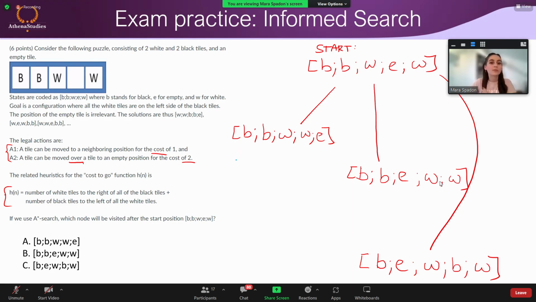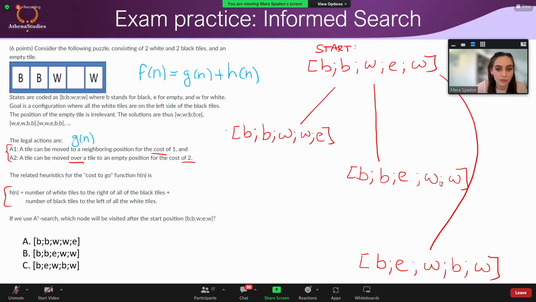Sure. So do you remember what the formula looks like if we have A star? What do we add together? GN and HN. Yes, exactly. So in our case here, this is HN, right? And this here is GN.